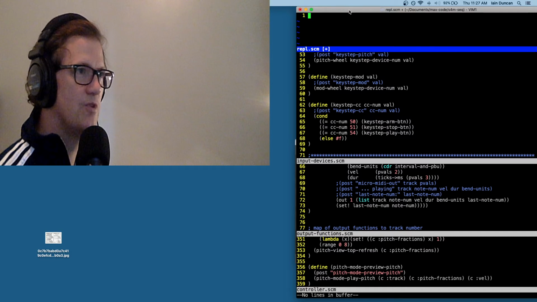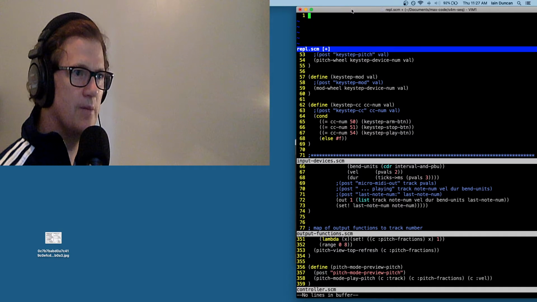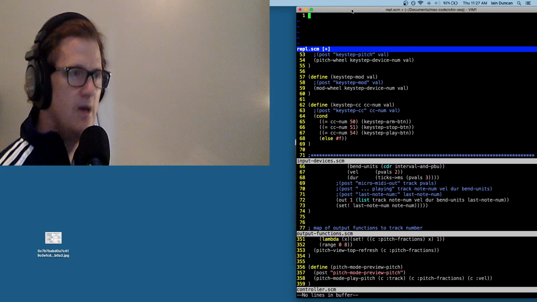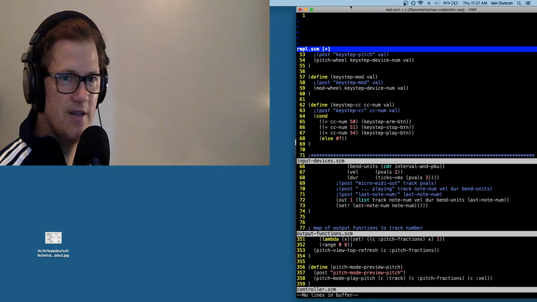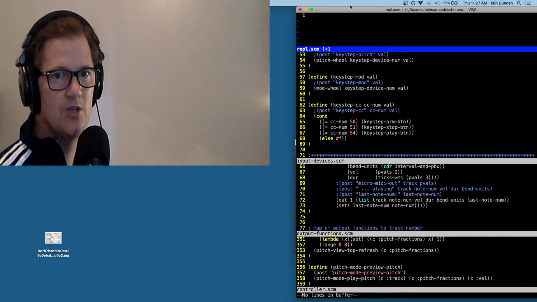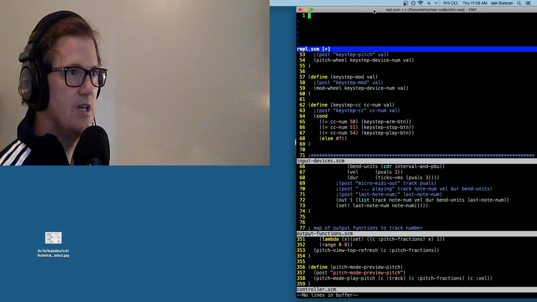And Scheme for Max is great for creating this because it does involve quite a bit of MIDI information parsing and also a fair bit of representing things in formulas, both of which are elegantly done in Scheme for Max compared to doing it in a raw Max patcher. So we'll take a look at how I did that.